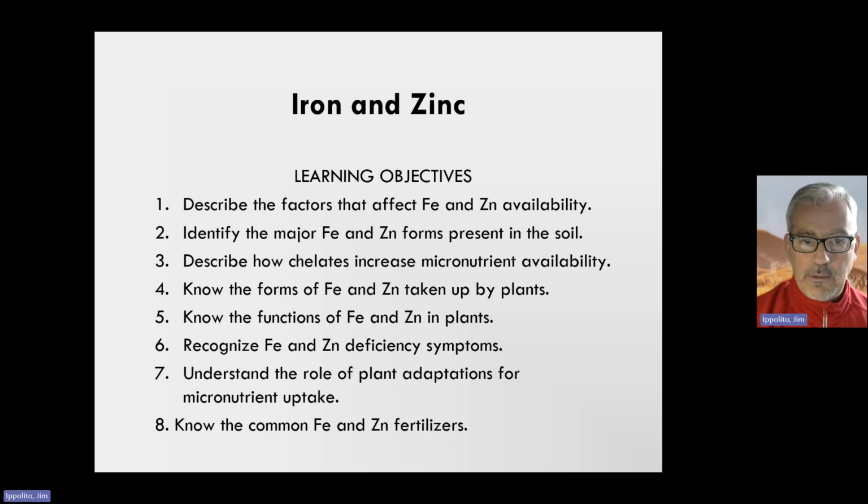Objective number 4, know the forms of iron and zinc taken up by plants. Number 5, know the functions of iron and zinc in plants and how they interact and why they're necessary for plant growth. Number 6, you should be able to recognize both iron and zinc deficiency symptoms within plants. And then number 7, understand the role of plant adaptations for micronutrient uptake.